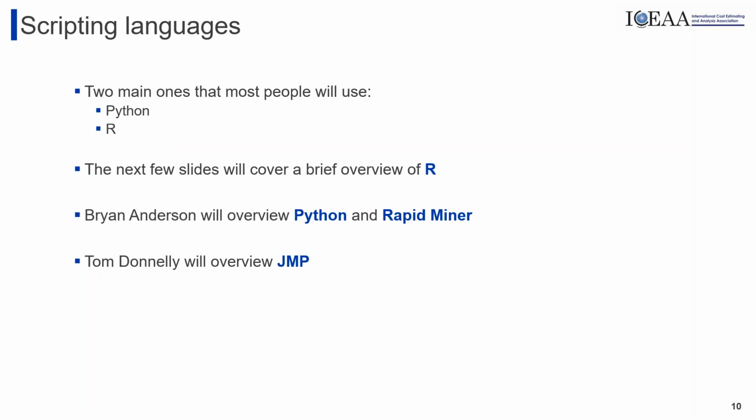So scripting languages are very powerful because you don't need to pay for them. They can be frustrating to get started with, to be honest, and they have some disadvantages. You have to write code, but I know there's been a lot of talk about them as of late. So the two main ones we're talking about are going to be Python and R. I will now cover a few quick things about R over the next few slides before passing along to Bryan, who will take up Python and RapidMiner, and then again to Tom at the end for an overview of JMP.